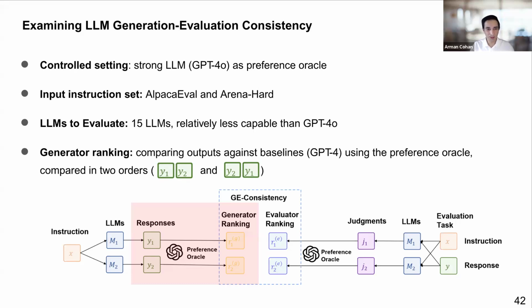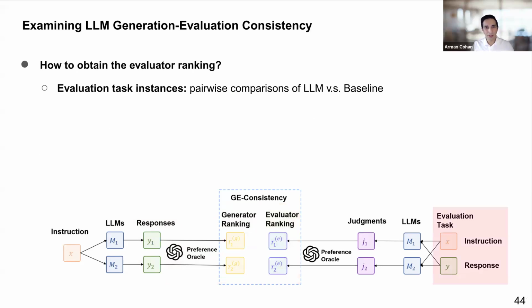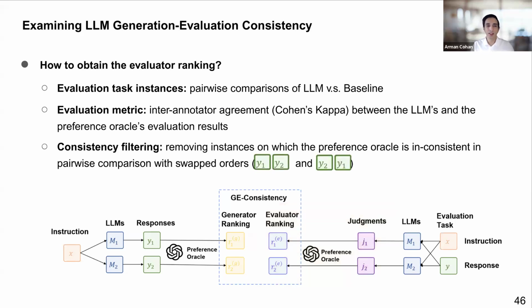And then we do two orders. We also reverse the order to eliminate the position bias that exists for LLM judges. For the evaluator, which you can see on the right side, we basically take evaluation task instances, which are pairwise comparisons of LLMs versus a baseline. For the baseline, we use GPT-4o. And then we compute the inter-annotator agreement between the LLMs and the preference oracle's evaluation results. Importantly, we remove instances on which the preference oracle is inconsistent with itself. So if you swap the order and it changes the vote, we eliminate that instance from our analysis.